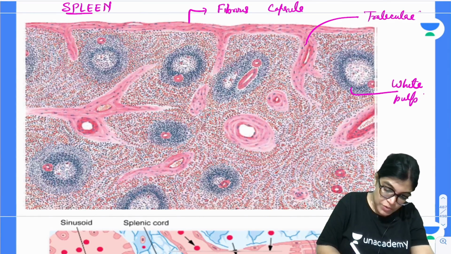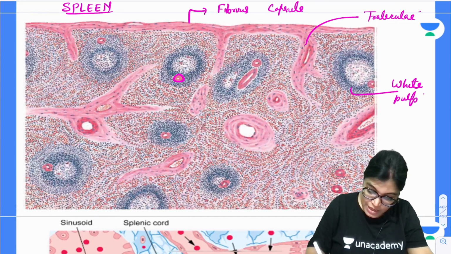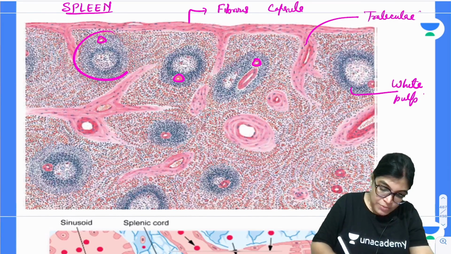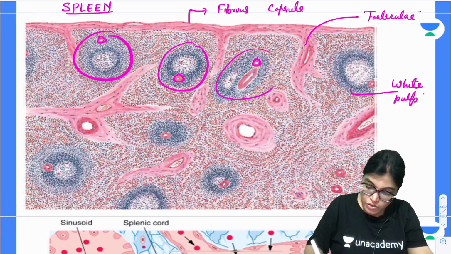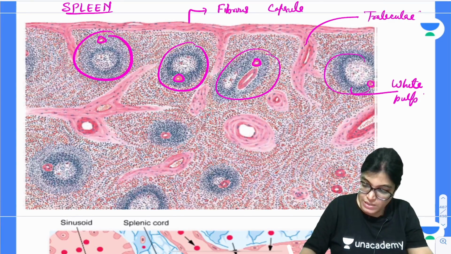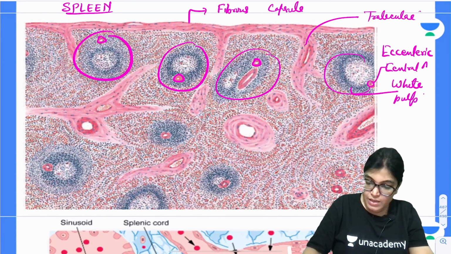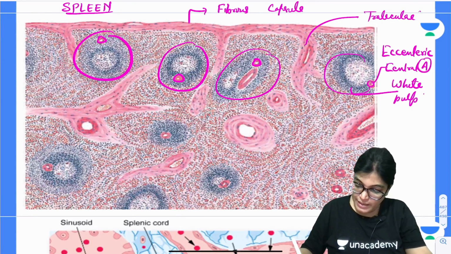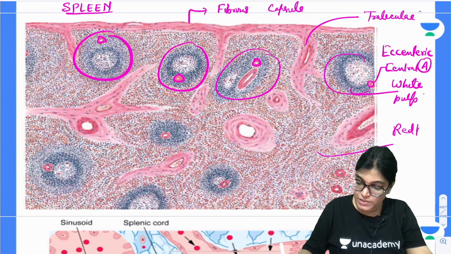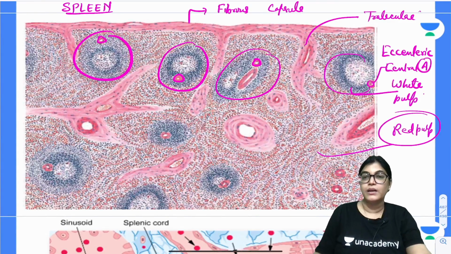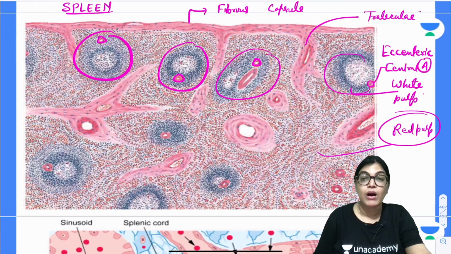In the white pulp of the spleen, this is the central artery, and because of aggregation of lymphatic nodule, it is pushed towards the periphery. So this is the eccentric position of the central artery. The other areas which you are seeing are all red pulp, which is composed of splenic cords of Billroth and consists of the splenic sinusoids.